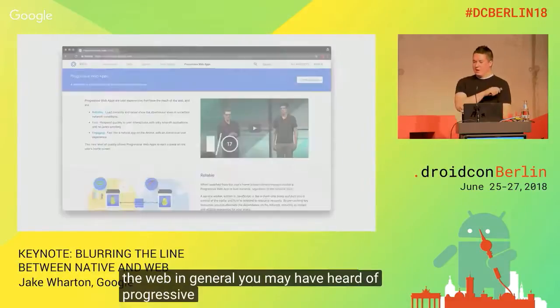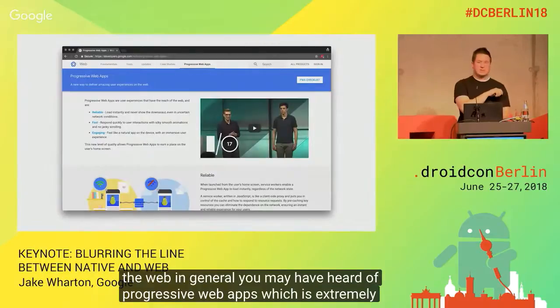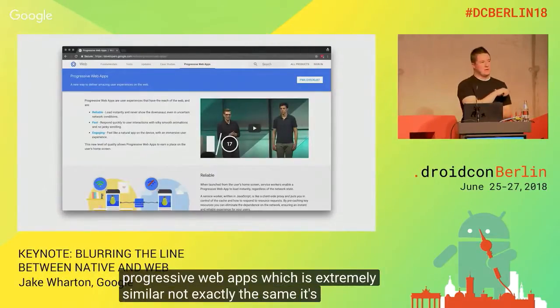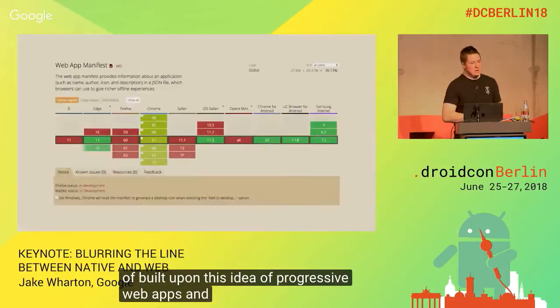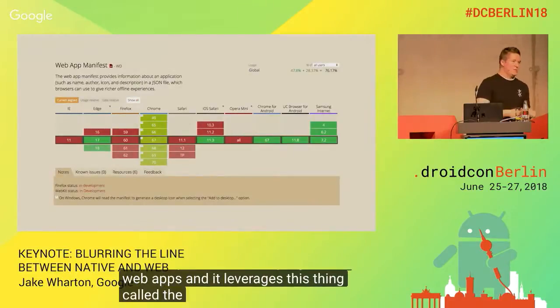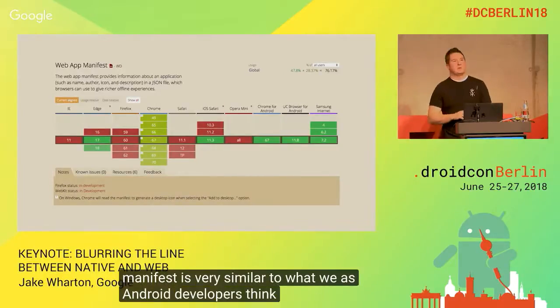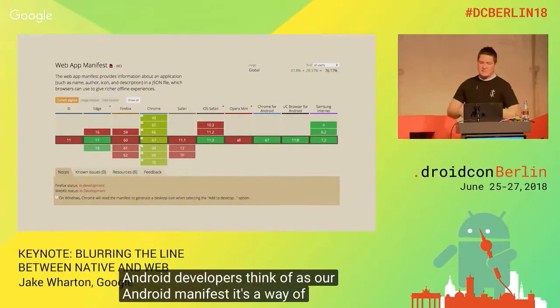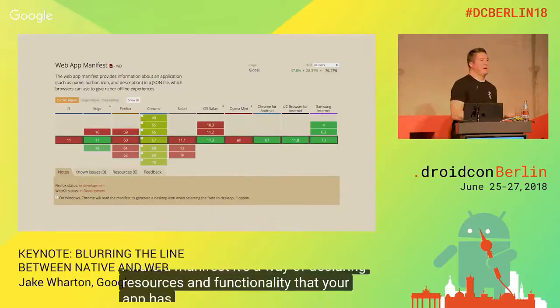You may have heard of progressive web apps, which is extremely similar, not exactly the same. It's sort of built upon this idea of progressive web apps. And it leverages this thing called the Web App Manifest. The Web App Manifest is very similar to what we as Android developers think of as our Android manifest. It's a way of declaring resources and functionality that your app has.